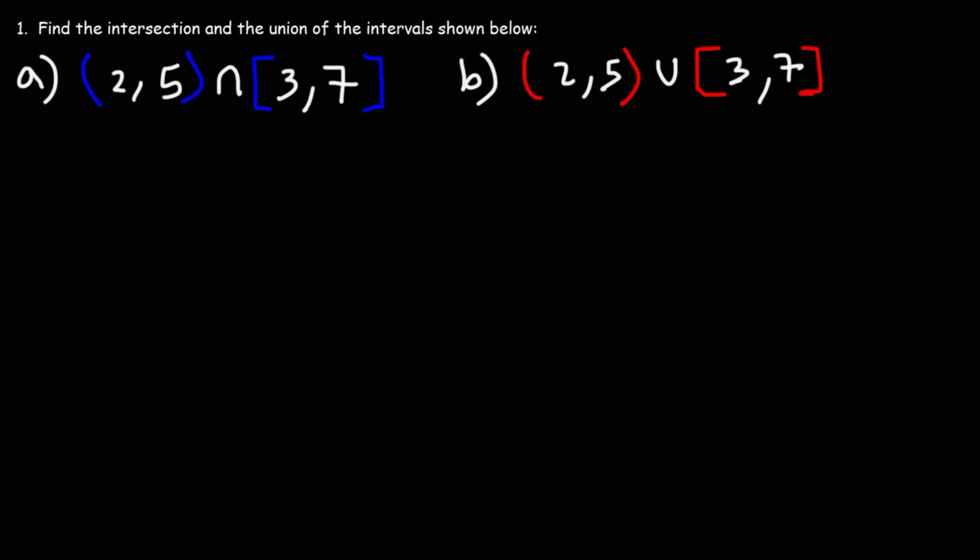In this video, we're going to talk about how to find the intersection and the union of the intervals shown here. So this symbol, that's intersection, and this symbol means union. So let's begin. Let's graph each interval separately first.